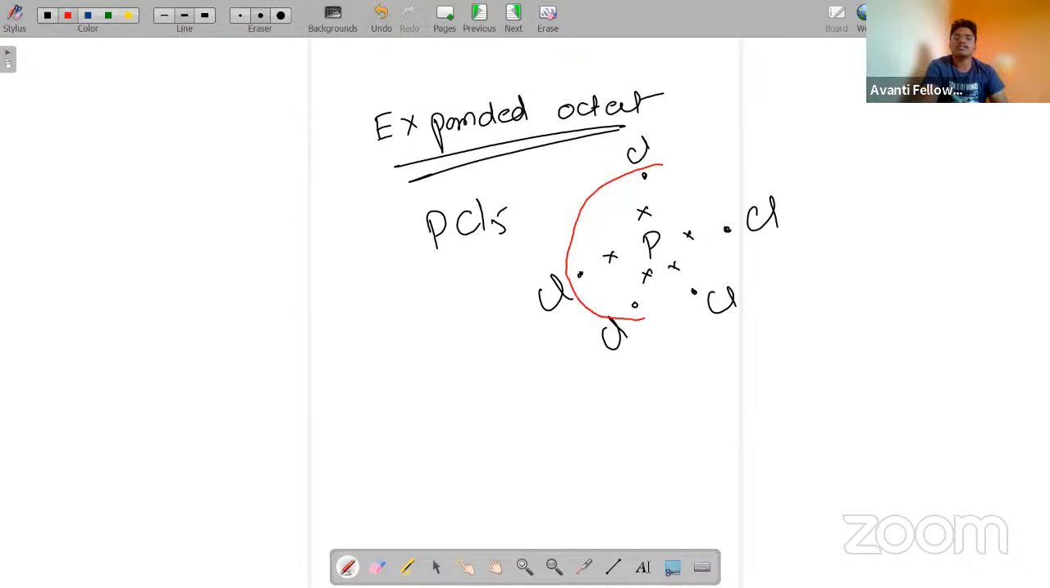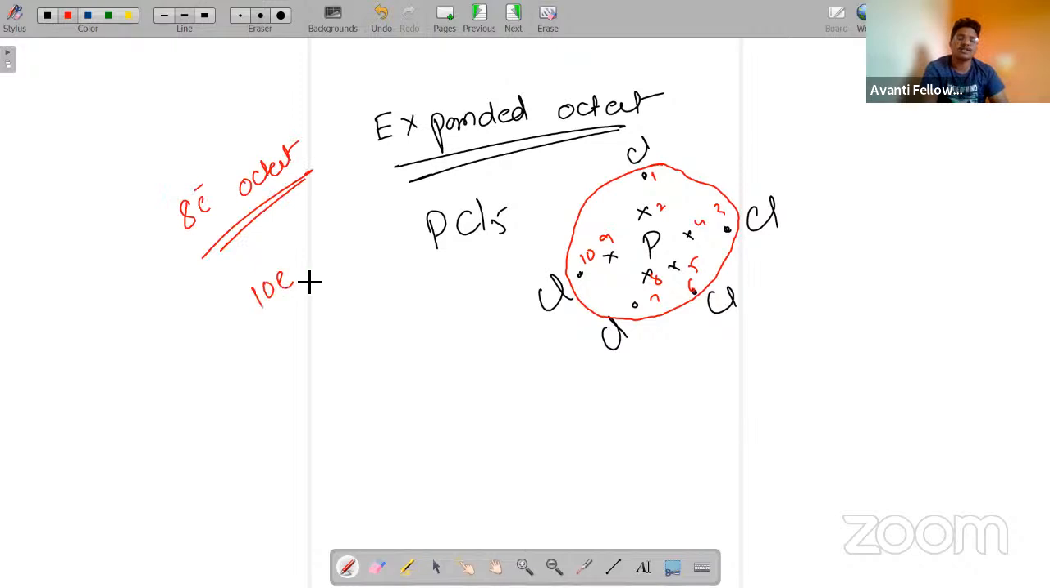Now the total valence electrons around phosphorus: you can count 1, 2, 3, 4, 5, 6, 7, 8, 9, 10. Usually 8 electrons is called an octet. But now there are 10 electrons, so 2 electrons are extra. That's why the octet has been expanded. So this expanded octet is also a limitation of the octet rule.